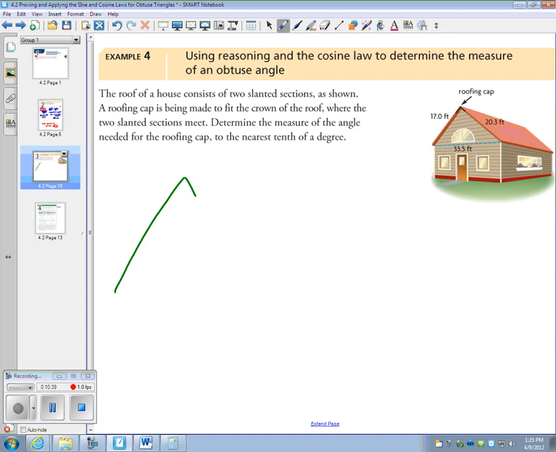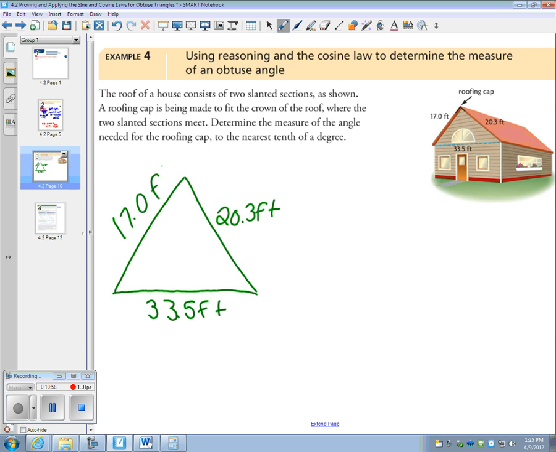Good idea. So let's just redraw this triangle. So we have a base of 33.5 feet. We have, this is 20.3 feet. And this is 17.0 feet. So not really a symmetric house here.